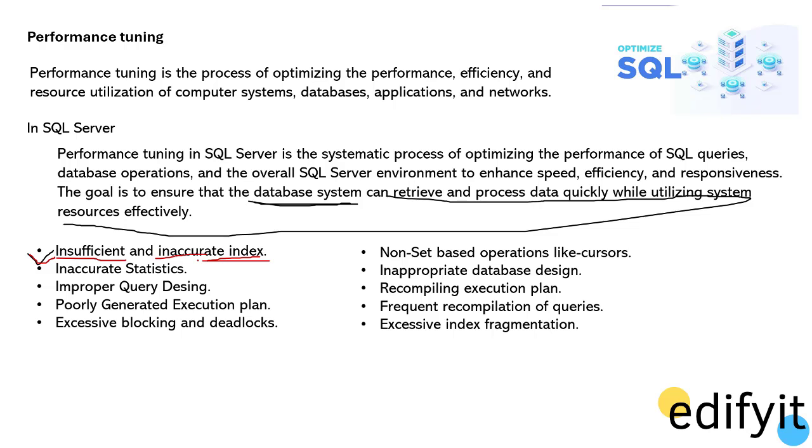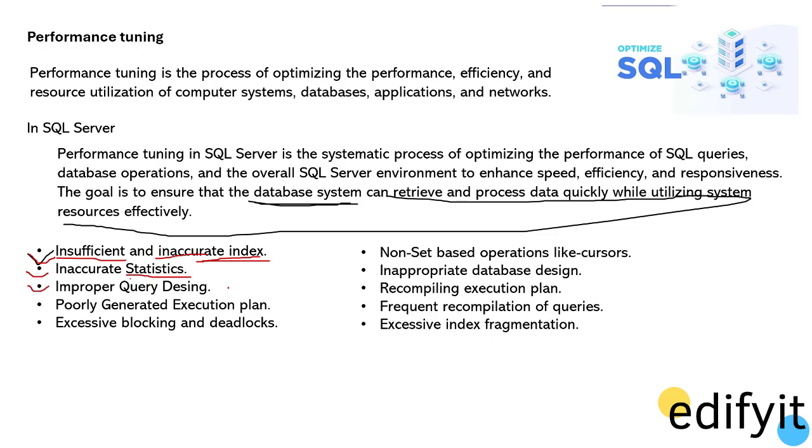Inaccurate index means the table does have a clustered index, correct? But we have not applied the clustered index, and basically it's missing. So inaccurate index: the right column should have the right index. Inaccurate statistics, we'll come to in the next videos. We'll describe what statistics are and how SQL Server creates and uses those statistics while creating the execution plan. It's basically the internal mechanism of SQL Server, how it creates the execution plan based on these statistics. So we'll clear it.